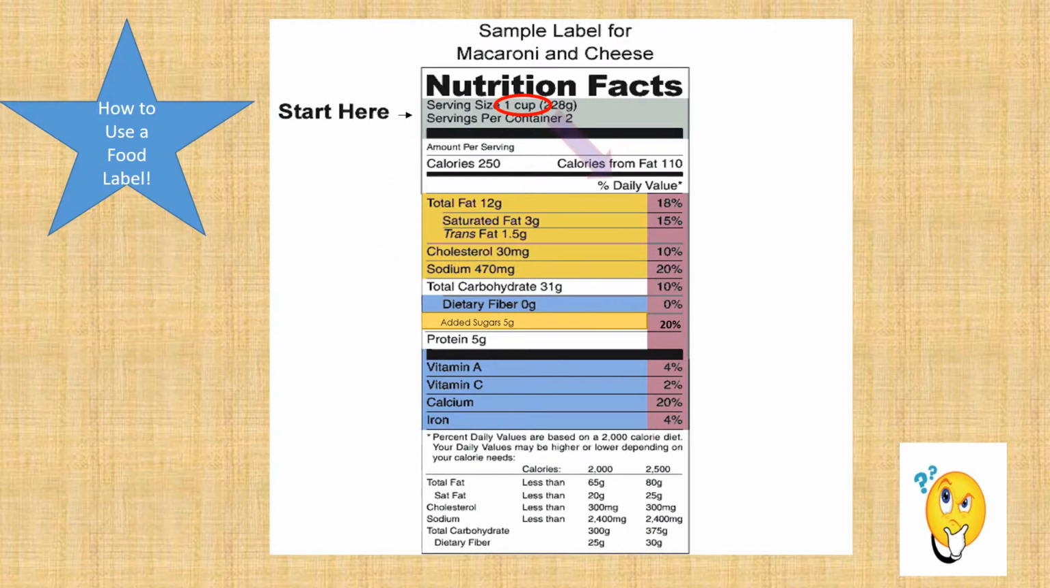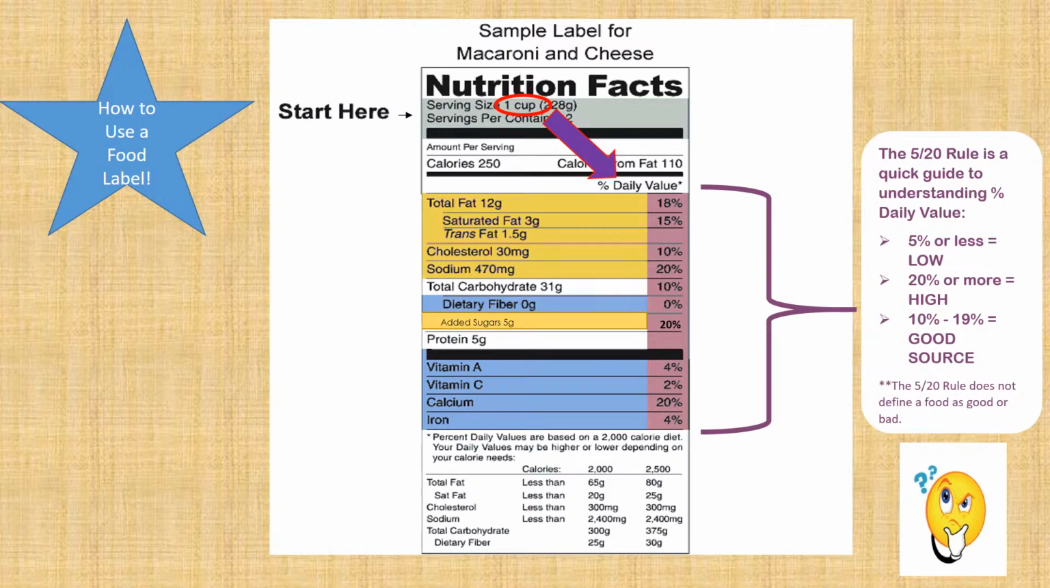Specifically, we're going to focus on the percent daily value. Remember that the percent daily value refers to the daily recommended amounts of each nutrient. So, how can we best use this information? First, we want to start with the serving size, just like we did in the last video. We start with the serving size because that amount of food is connected to how much of each nutrient is provided.